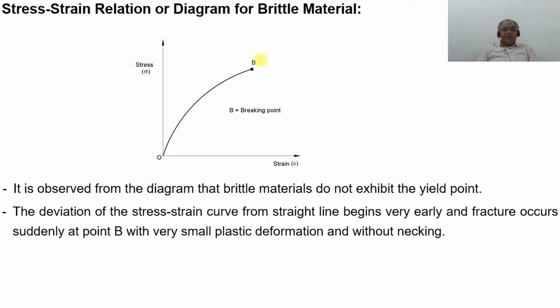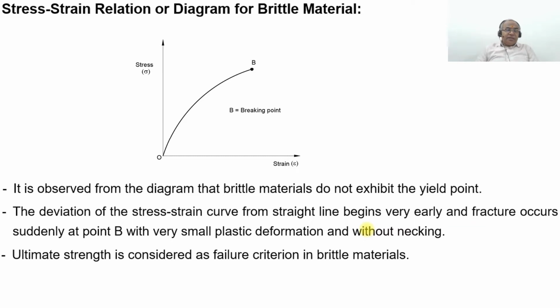The deviation of the stress-strain curve from a straight line begins very early. Initially, in the ductile material, we have a linear, straight line that goes from O to P, the proportional limit. But in this case, the deviation begins very early and fracture occurs suddenly at the point B with very small plastic deformation and without necking. That is the characteristic of the brittle material.